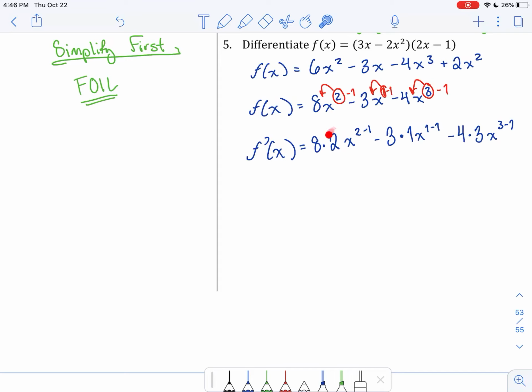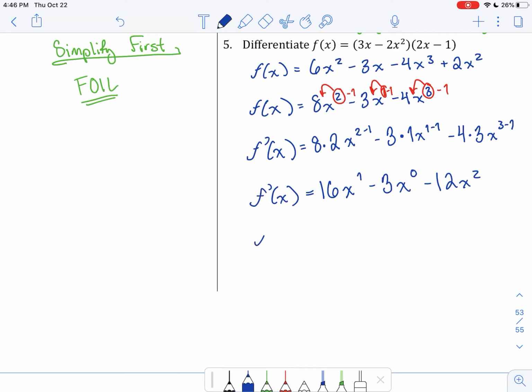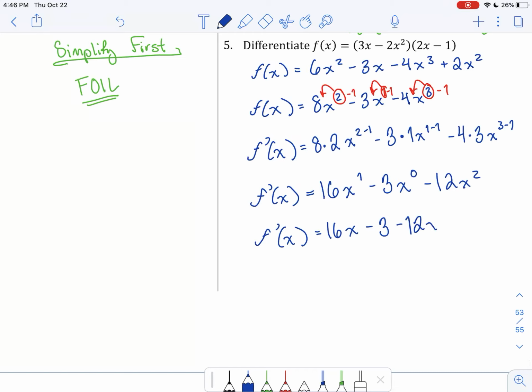Again, make sure that the coefficient that came down is the same as the number that's being subtracted, not the number at the end of the subtraction. So this is now x to the first with a 2 multiplying into the coefficient. So 16x to the first minus 3x to the 0 minus 12x squared for f prime of x. And then our last little simplification is 16x minus 3 minus 12x squared. There you have it. So it might look like a product.